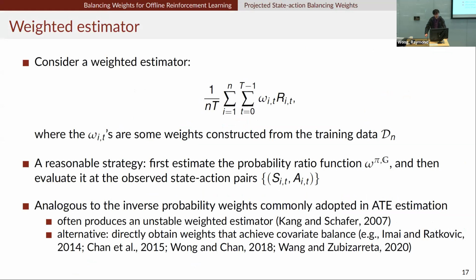So a generic form of weighted estimator is this. Here, omega are some weights estimated from the data. A simple strategy might be to estimate the weight, the probability ratio function, the numerator and the denominator directly, and then evaluate it at the observed state-action pairs. Then we have the weight. So this is very similar to IPW, inverse probability weighting, commonly adopted in the ATE estimation problem.